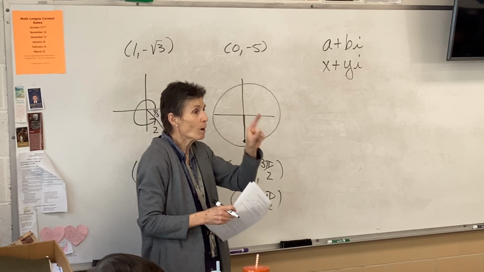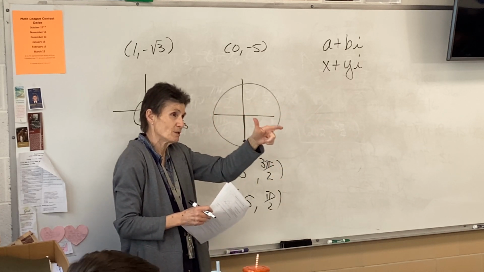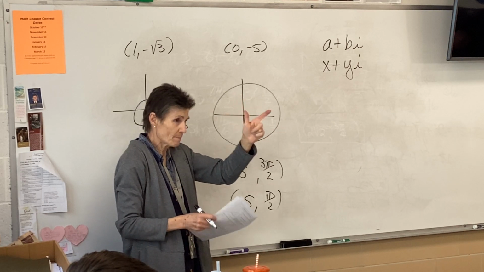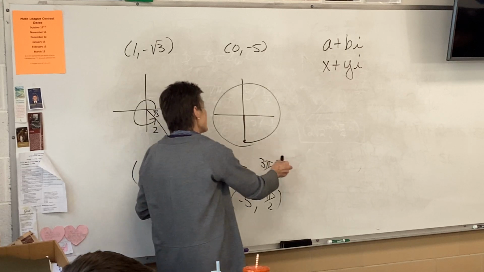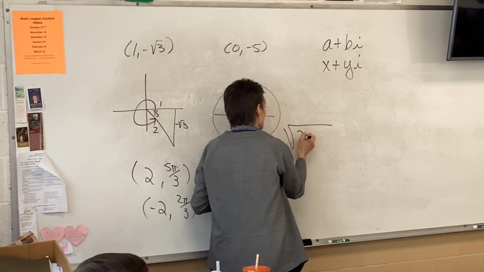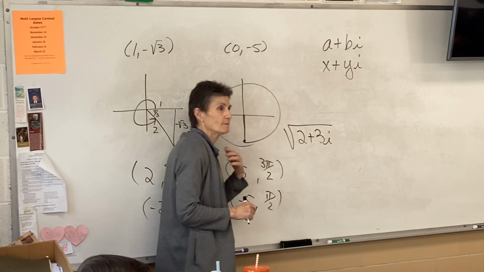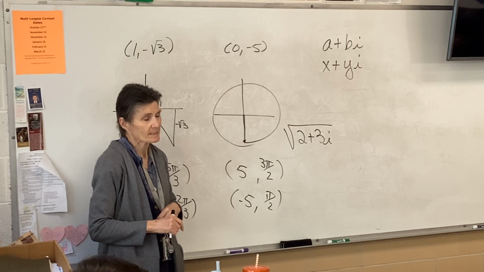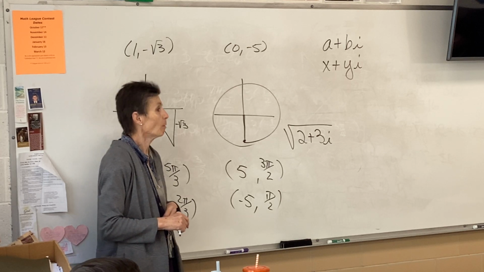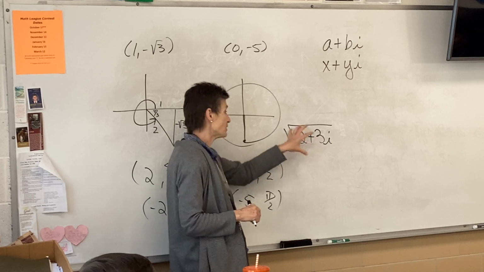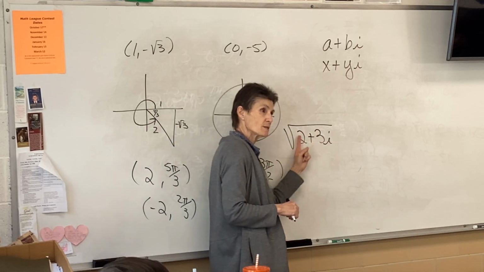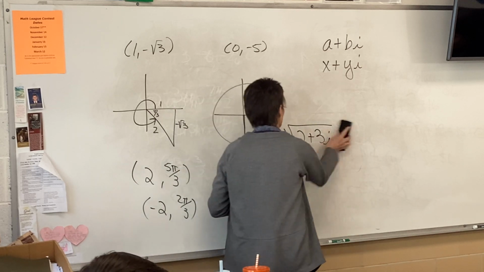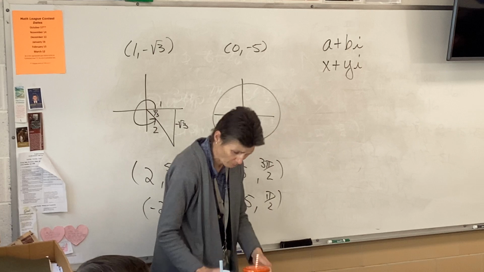Now, here's why we do this. Have you ever thought about taking the square root of something like 2 plus 3i? In order to do that, your number has to be in polar form. If I want to do this problem, I have to change this into polar form. So that's what we're practicing today, how to make that change. Well, you already know, it's super simple.